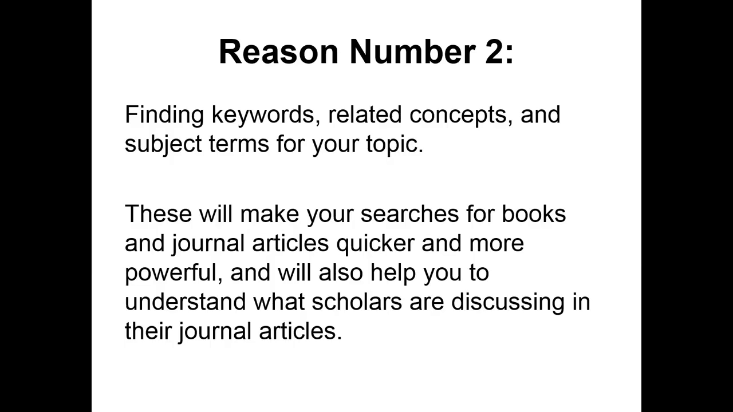Reason number 2, background information helps you find keywords, related concepts, and subject terms that pertain to your research topic. These will make your searches for books and journal articles quicker and more powerful, and will also help you to understand what scholars are discussing in their journal articles.